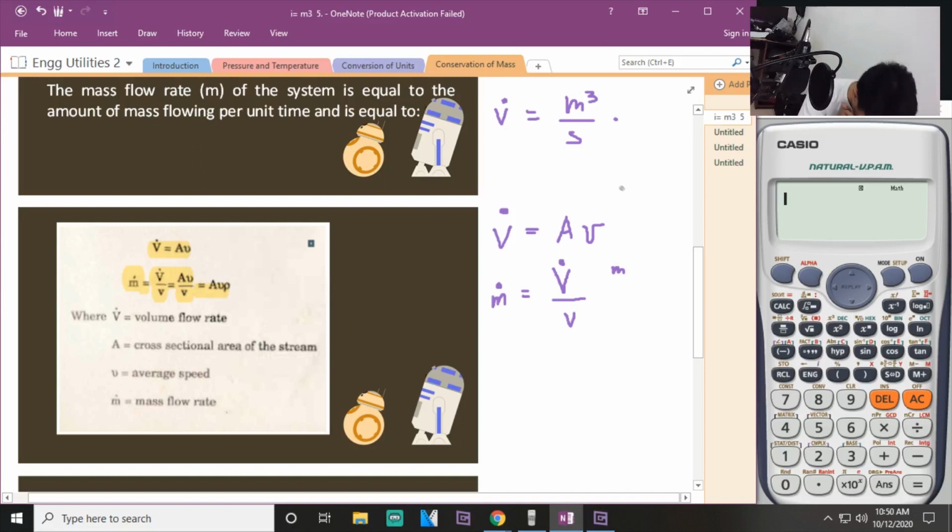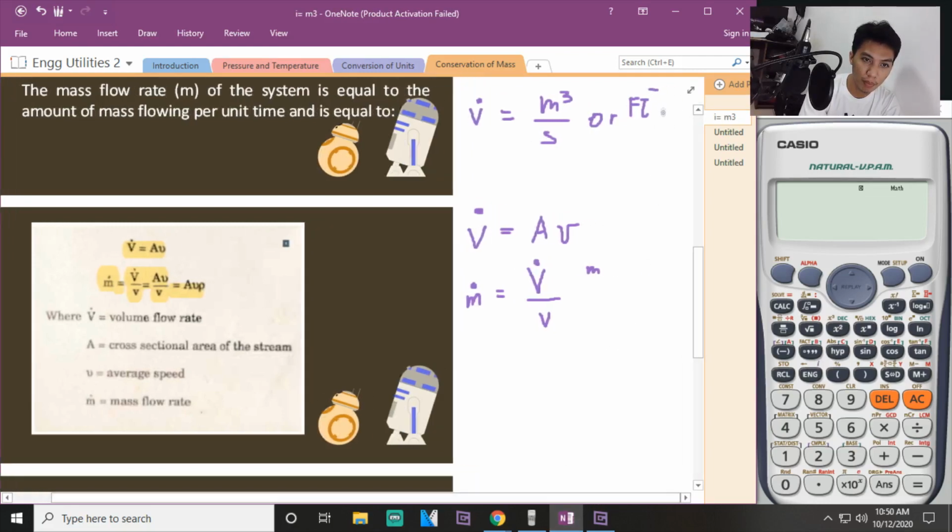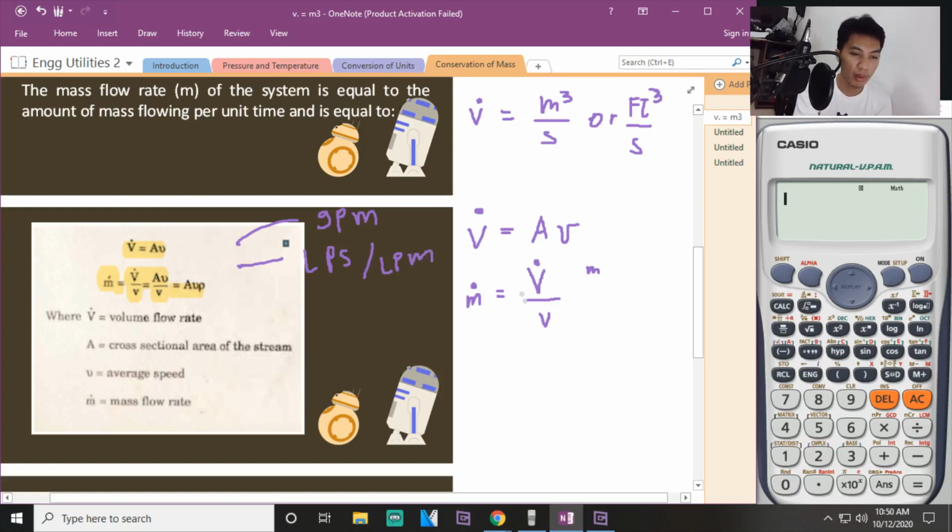Excuse me. Tapos, pwede rin niyang, or cubic foot per second. Or pwede yang in GPM. Paki-mute na lang ng microphone. Or in liters per second or liters per minute. Yan. So, ang mass flow rate mo, kung meron kang unit dito na meter cube per second, di-divide mo na lang yan ng ito. That is in what?